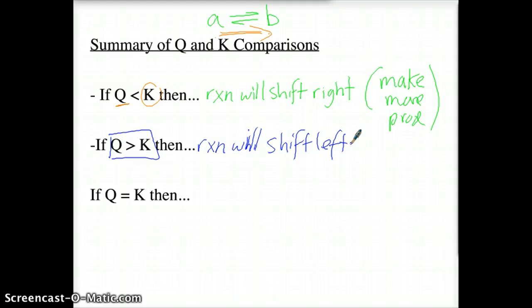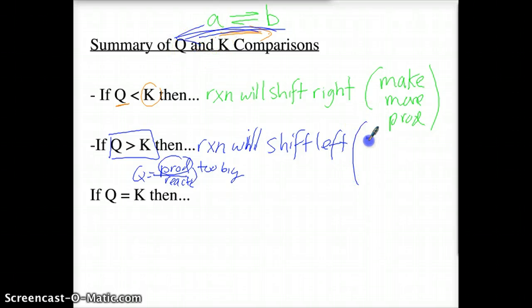Because if Q is bigger than K, that means the value of products over reactants is too large. This is too big. So to make it smaller, we have to turn some of it into reactants, which means the reaction is going to shift to the left. Another way of saying that is we are going to make more reactants.